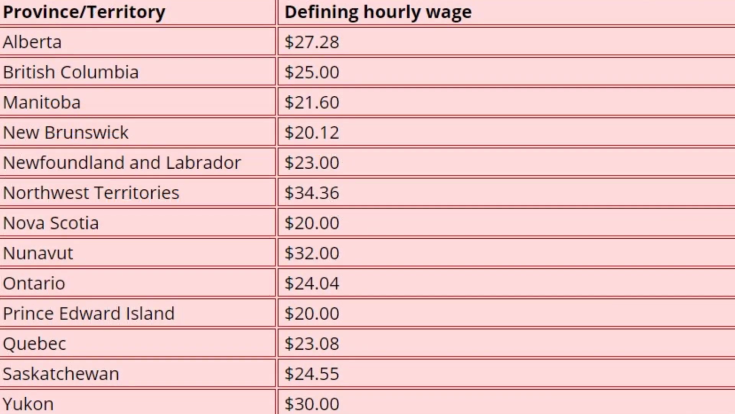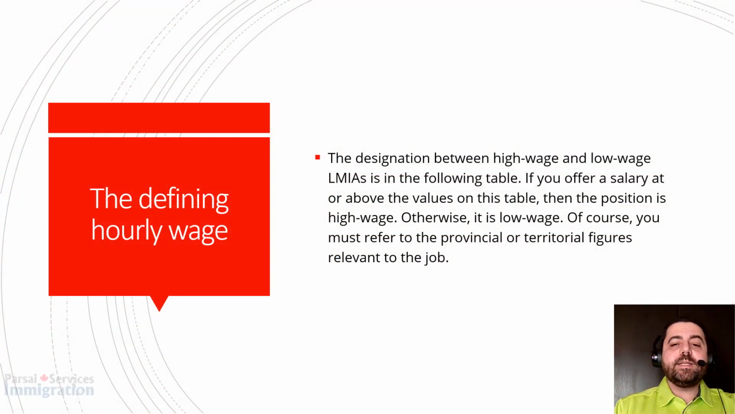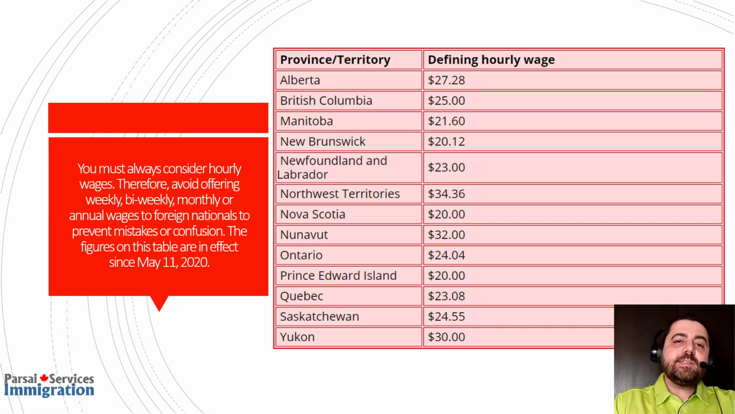So the designation between high wage and low wage LMIAs is in the following table. If you offer a salary at or above the values on this table, then the position is high wage. Otherwise, it is low wage. Of course, you must refer to the provincial or territorial figures relevant to the job. And here is the table.